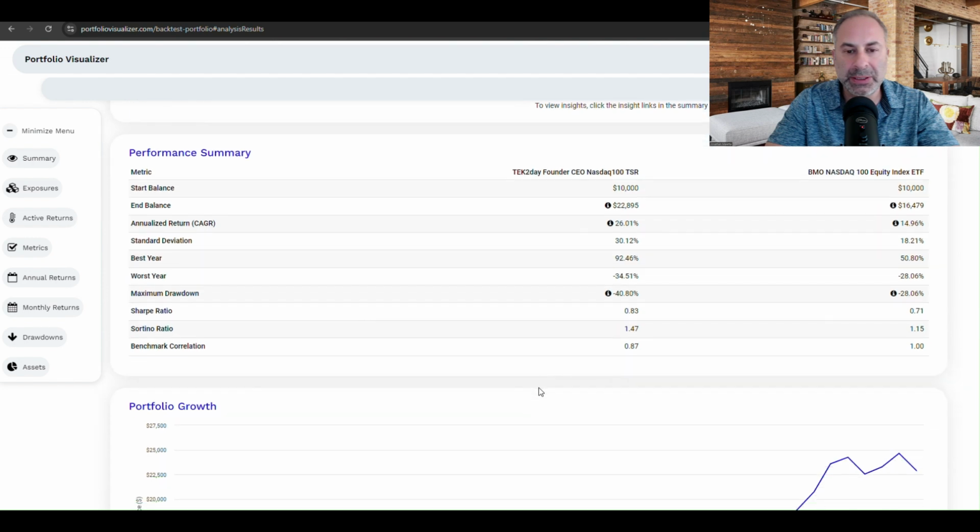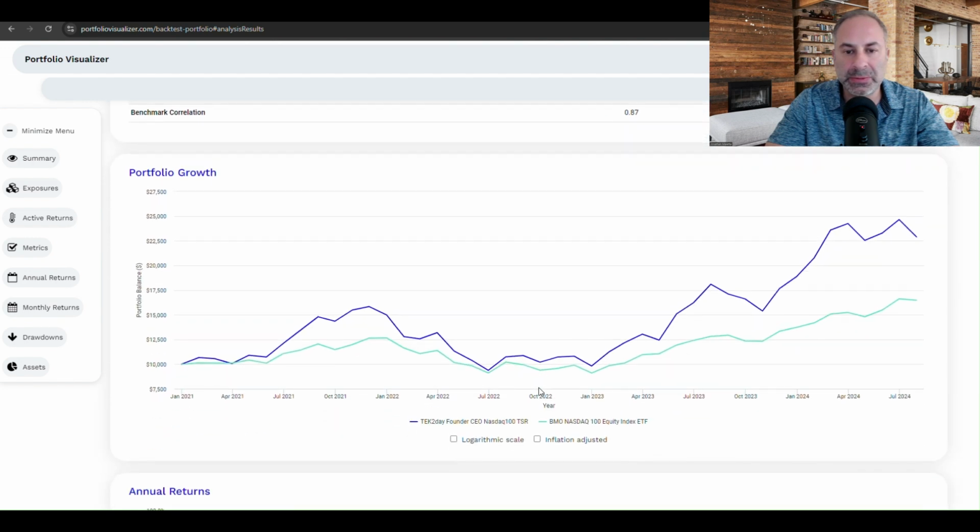Portfolio growth. TEK2day portfolio is in the navy blue. NASDAQ 100 is in green. Dates back to Jan 2021. And with this tool, the reason why the portfolio is only going back to early 2021 is because the constraint is Airbnb. So that has to do with their IPO date. If I strip them out, history would go back further, as you saw on the Google portfolio. I was able to get 5 years worth of history there.